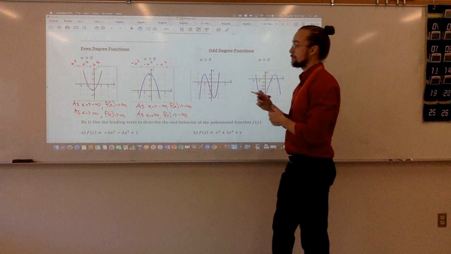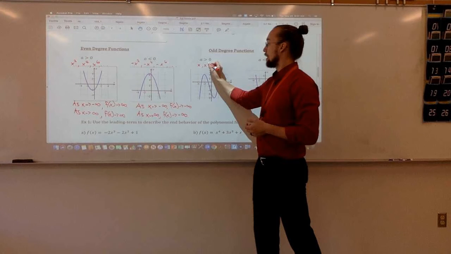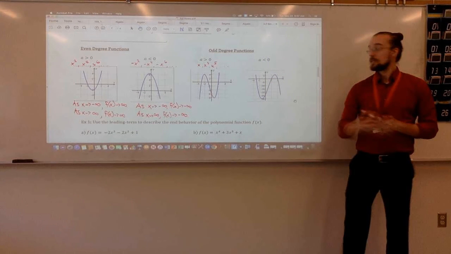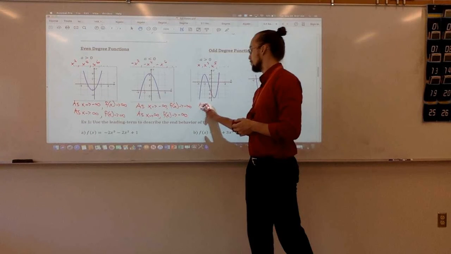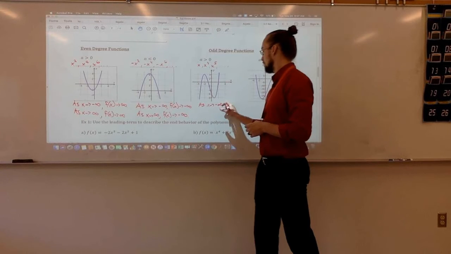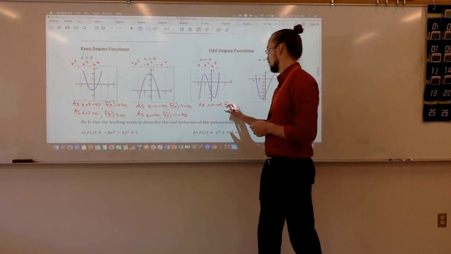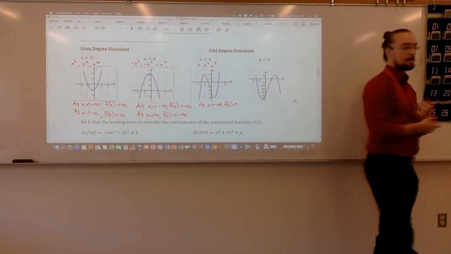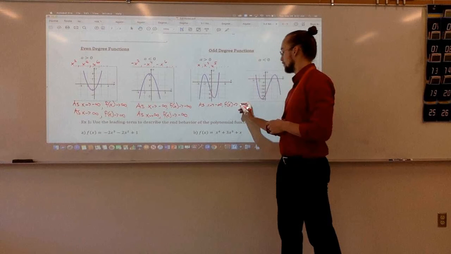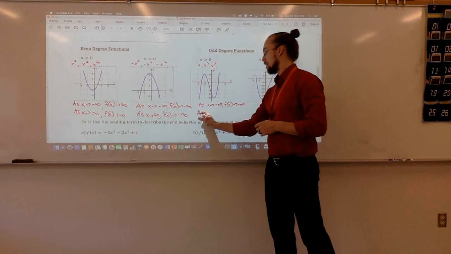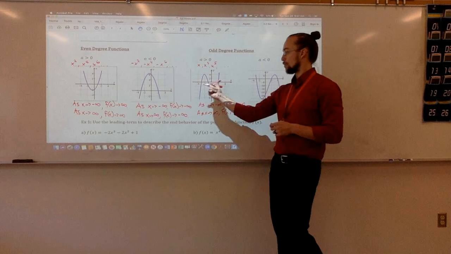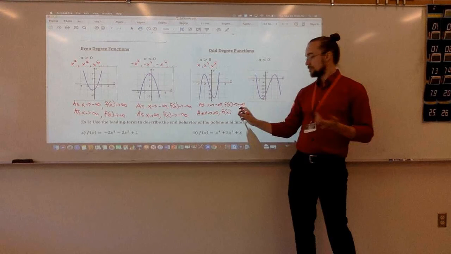So that could be x to the first, x cubed, x to the fifth, right? Keeps going. So here, we can say our end behaviors will be: as x goes to negative infinity, what is f of x doing? F of x, the y value, is going to negative infinity. And as x goes to positive infinity, what's the y value doing? Positive infinity.